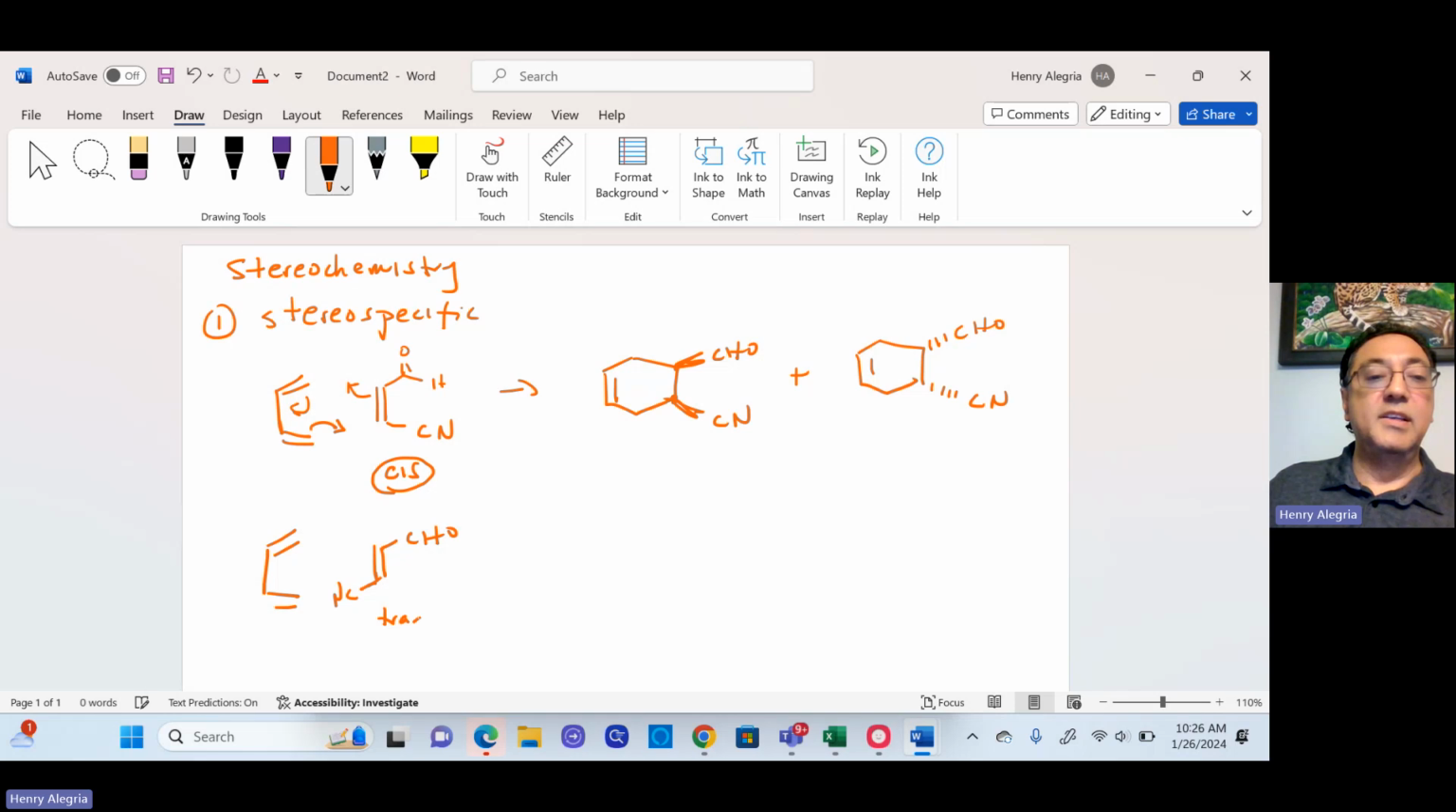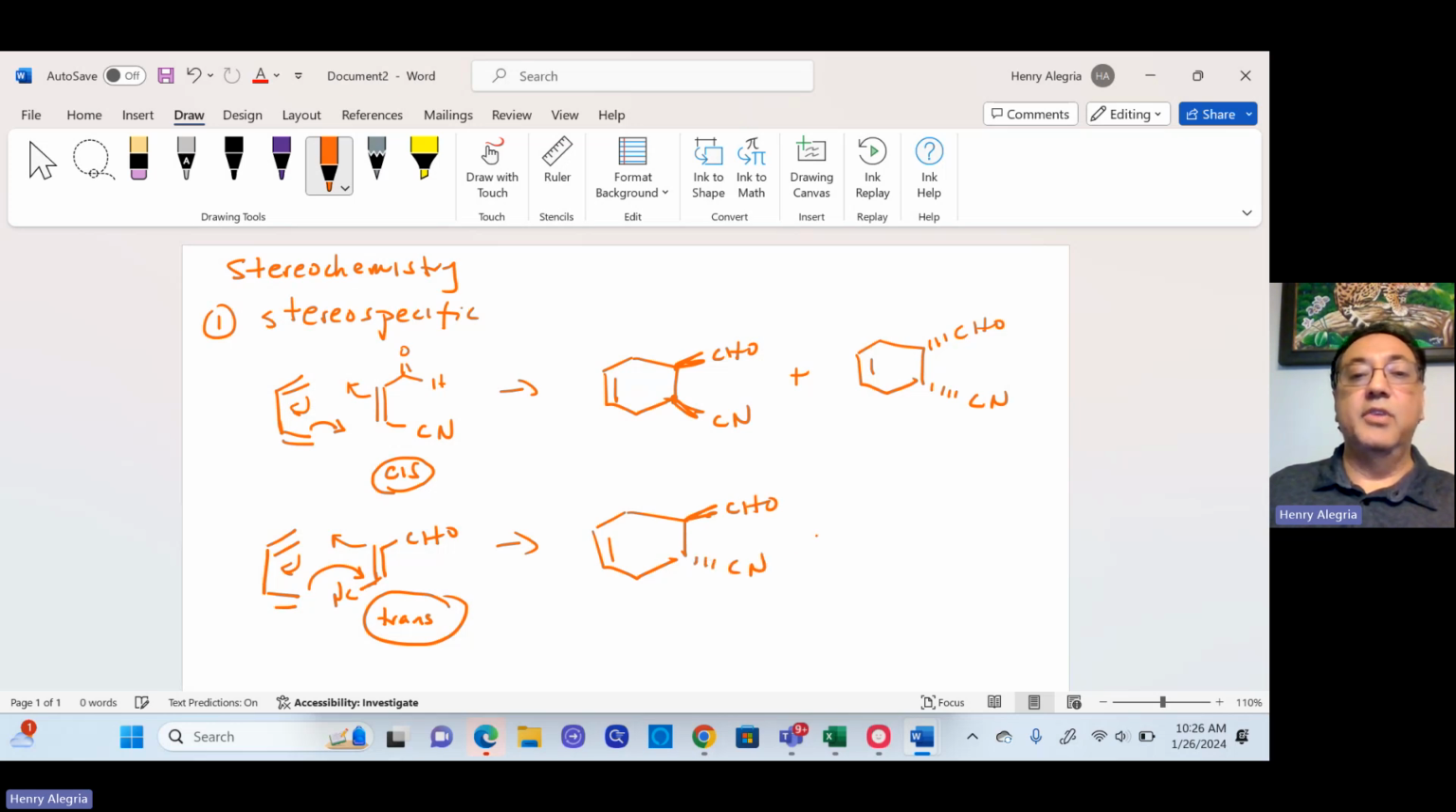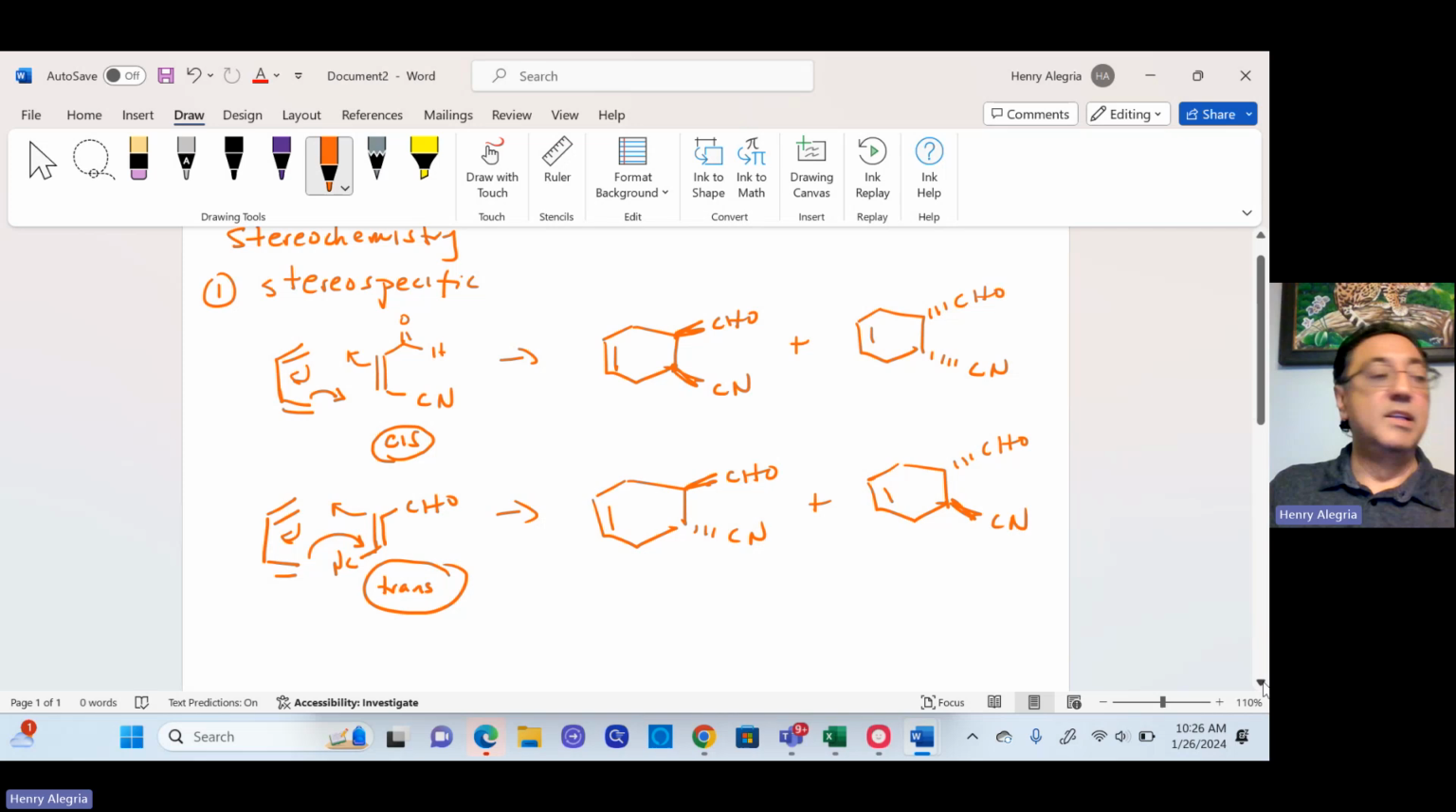So notice this is trans. That relationship has to be maintained. So when the reaction occurs like this, I'll end up getting my product here, double bond, and this time the aldehyde and the nitrile are going to be trans to each other. So I'll show the outcome. You notice if I begin with a cis dienophile, the relationship has to be maintained in the product. If I start with a trans, the relationship has to be maintained in the product.